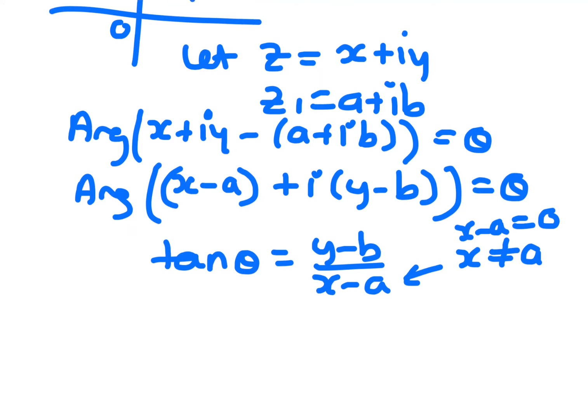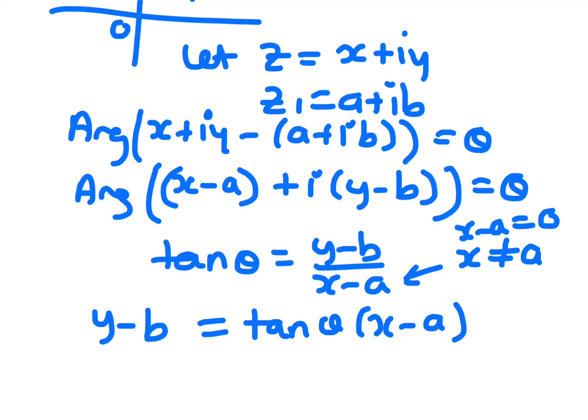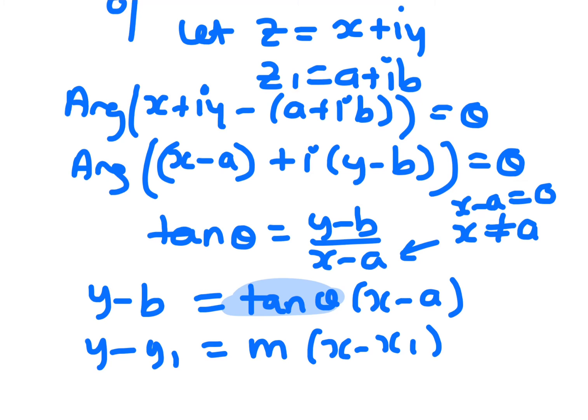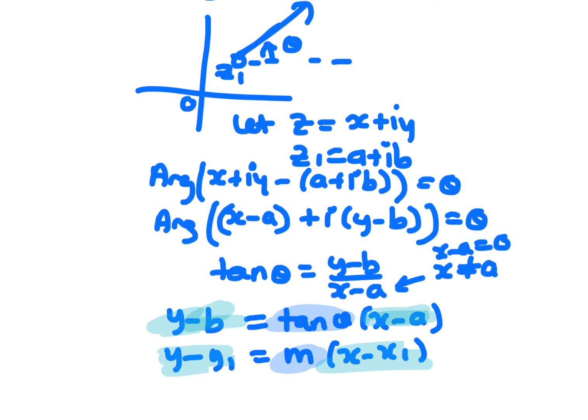So what this means, if we think about this, is y minus b equals tan theta times x minus a. Now this looks exactly like y minus y1 equals m(x minus x1). And you might remember that the gradient of the line is tan theta. And this whole thing here is the gradient-point formula, because the point that this line goes through is (a, b).